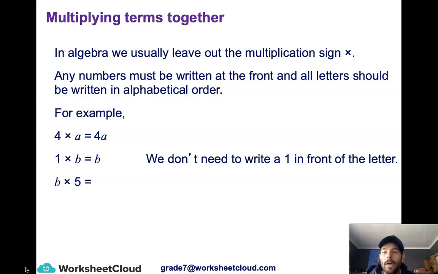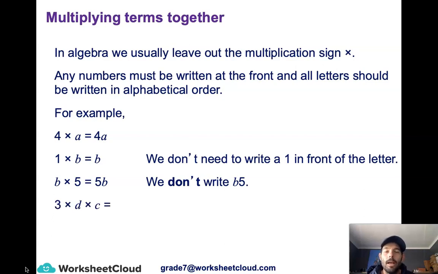So B times 5, remember at the top I said the number should come first, so it'll be 5B, not B5. Okay, so these are just the right ways of doing things, and you need to learn the right way of doing things early on so you can create good habits.